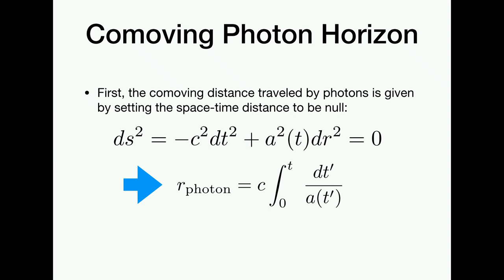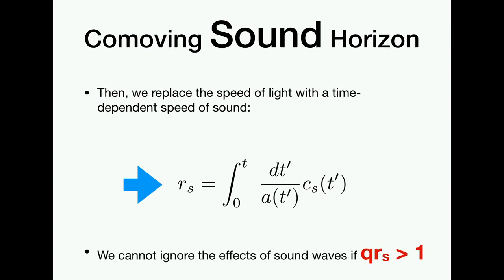As a warm-up, let's look at the horizon, namely the distance traveled by a photon. From time zero to some time t, you integrate the geodesic, the shortest four-dimensional space-time distance traveled by a photon, and you set that equal to zero. That relates the radial coordinate in spherical coordinates to the time coordinate. You integrate, right? Then you get this as the answer. That's the distance traveled by a photon. You now replace the speed of light with a time-dependent speed of sound. This will be the sound horizon. And sound waves cannot be ignored if the wave number times the sound horizon, r_s, is greater than one. That's the criterion I'm going to use.